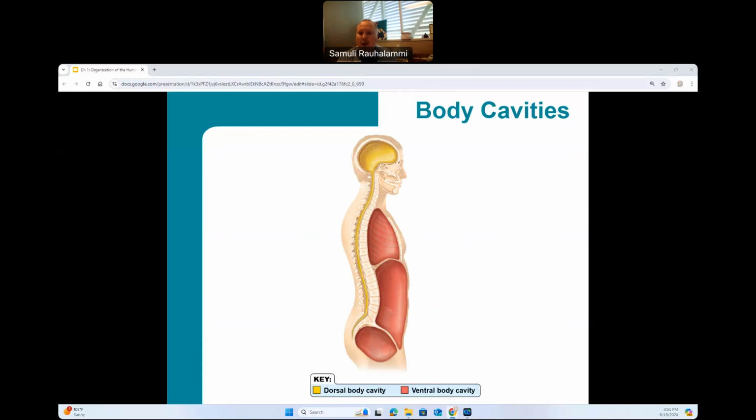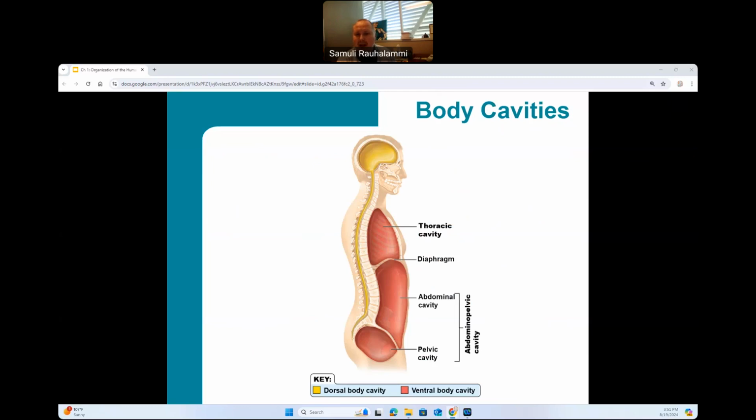Body cavities hold organs within them, and there are really two main ones that we're going to see. Towards the back of the body, the dorsal cavity, and towards the front of the body, the ventral cavities. And we can further subdivide these. Let's have a look at the dorsal cavity. We can divide it into the cranial cavity, which houses the brain within the skull, and the spinal cavity, which houses the spinal cord within the vertebrae.